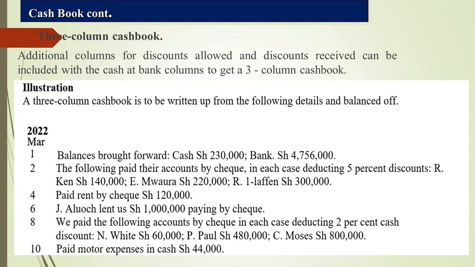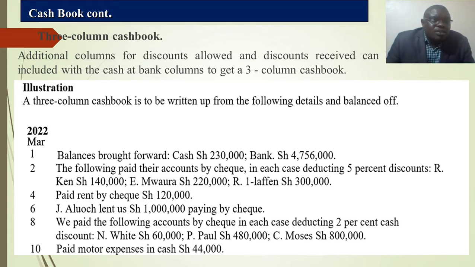So let us see how much were they owing these people. R. Ken was owing 140,000, E. Maura 220,000, R. Laffen 300,000 Kenya shillings. All of them settled their accounts. They paid all the money they were owing the business, but they were allowed to deduct 5% discount.